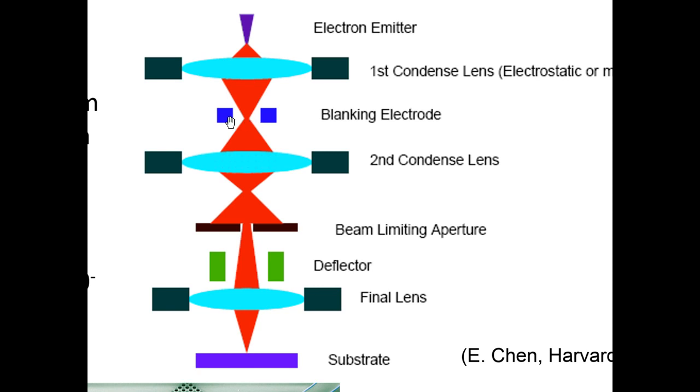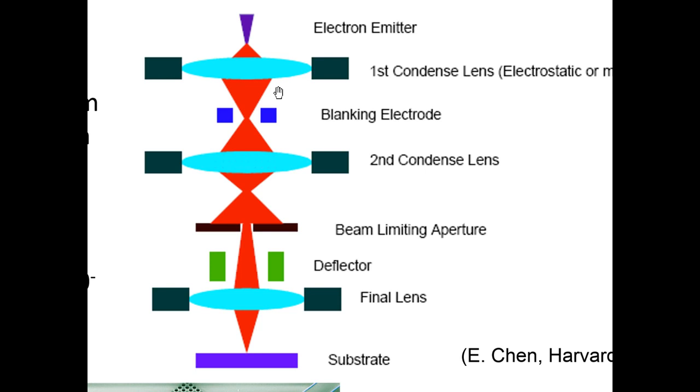This particular electrode is called a blanking electrode. By applying an electric field, you can cause the electrons to go in a different direction completely, so your photoresist doesn't get exposed. It's kind of like an on-off switch. If you don't want the photoresist exposed, you can turn on this blanking electrode and send the electrons off in a different direction, so they don't hit the photoresist.